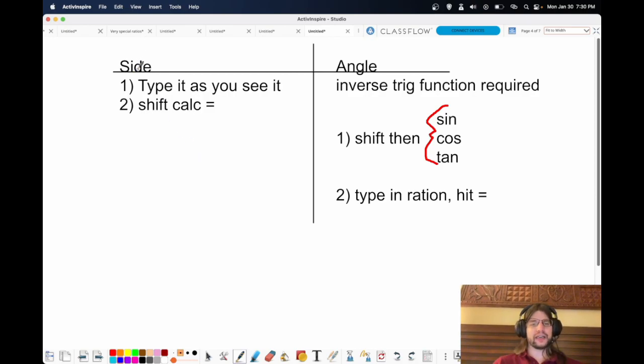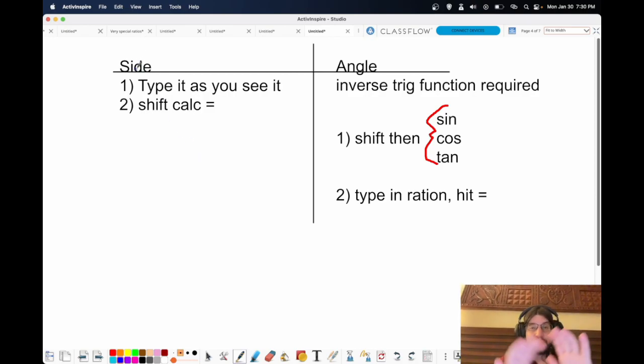So if you have a side, you just type exactly what you see. Shift, calc, equals, and wait a minute. It's going to take some time. It's got to think. And it'll spit out your answer. It's going to be a decimal. You can round to the tenths place. That'll be fine.